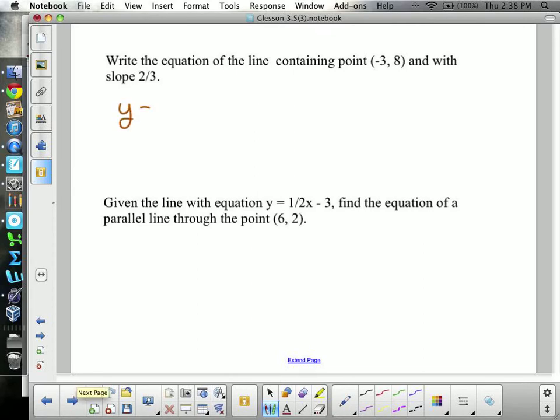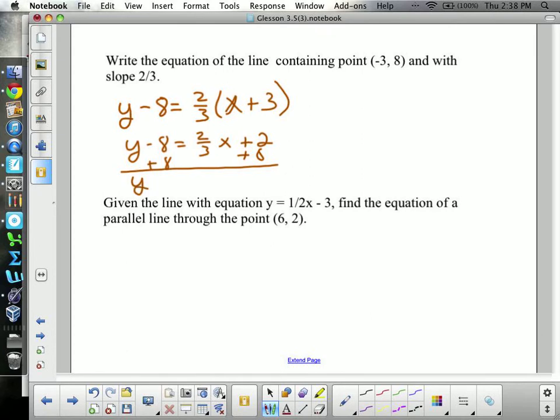Y minus 8 equals 2/3 x plus 3, minus negative 3 is plus 3. Okay? Distribute. Y minus 8 equals 2/3 x plus 2. Add 8. Y equals 2/3 x plus 10. And there's my answer. Hooray.